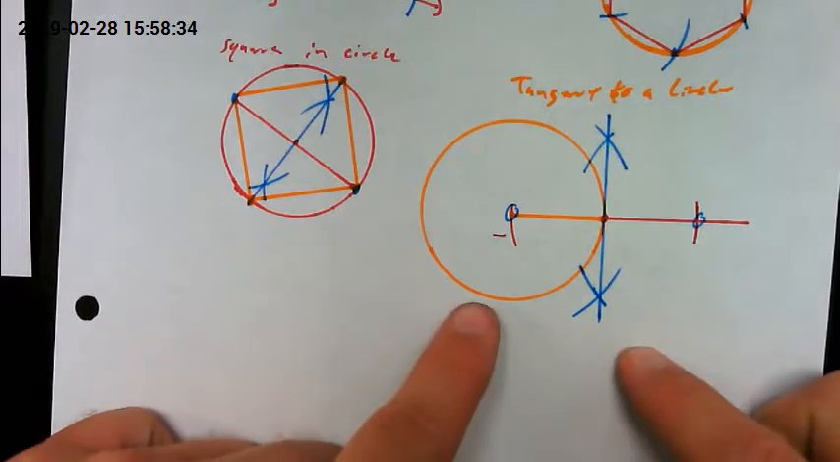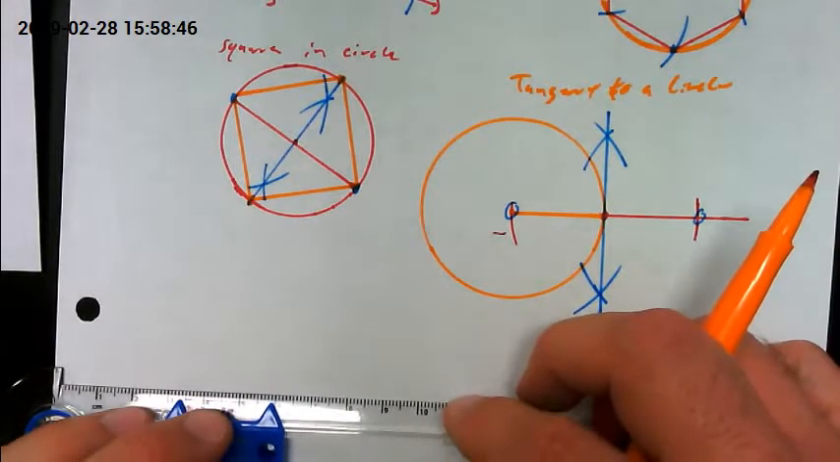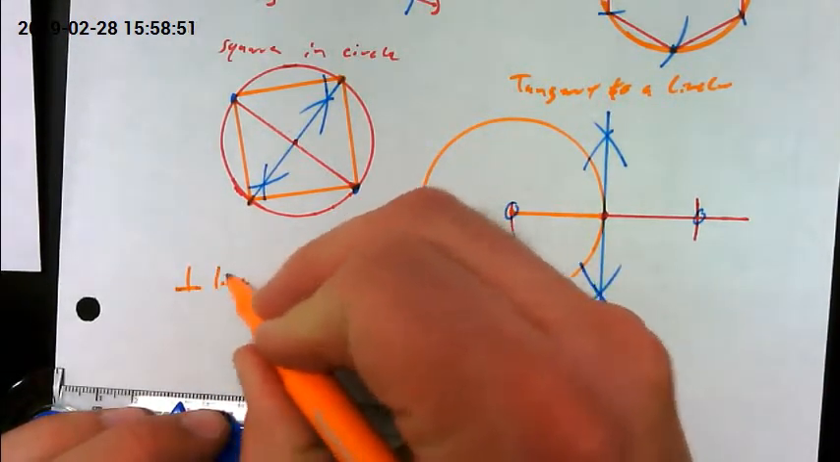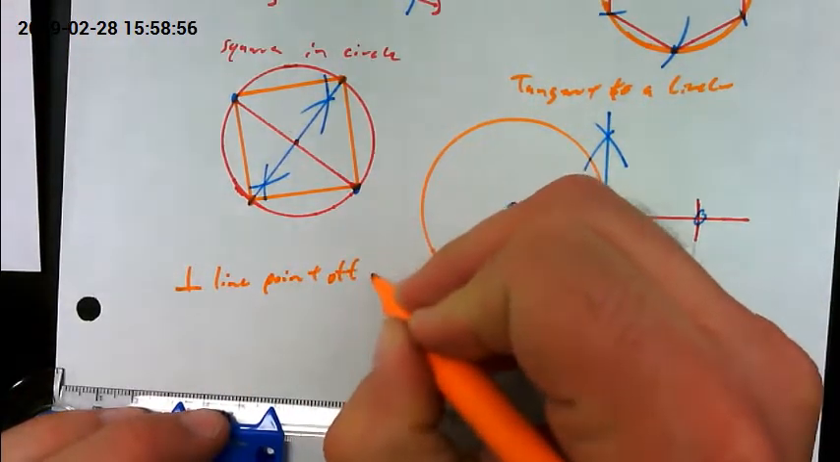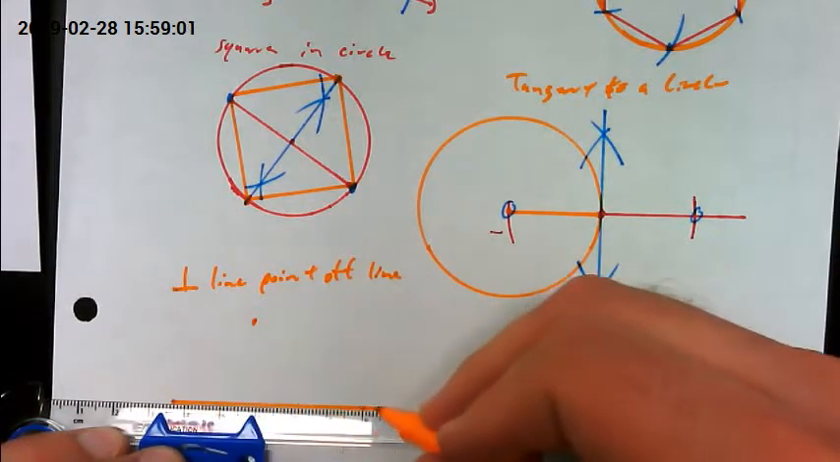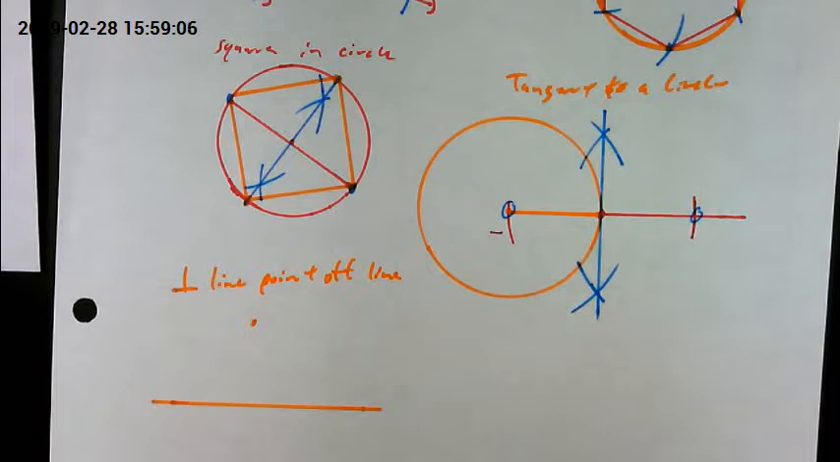So that's a tangent to a circle. The next one on the list is a perpendicular line through a point off a line. Perpendicular line off line. So there's a point. There's our line. The steps for this one are the same steps for many of our other constructions.